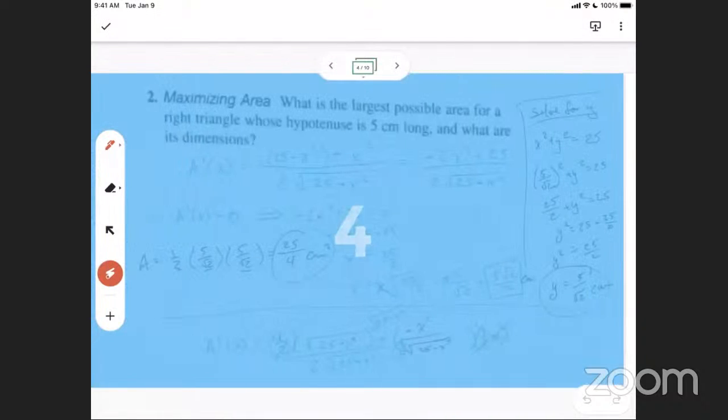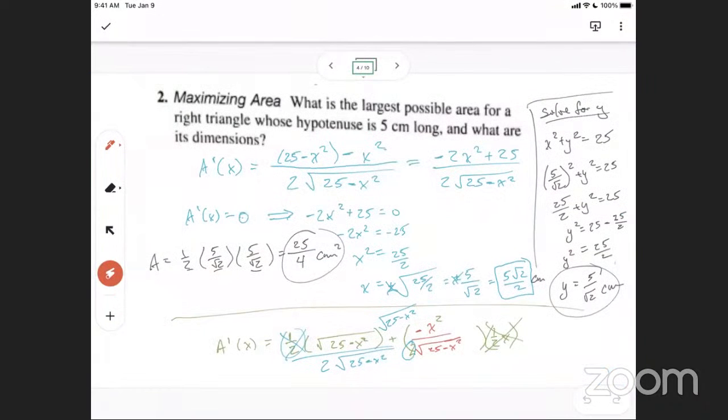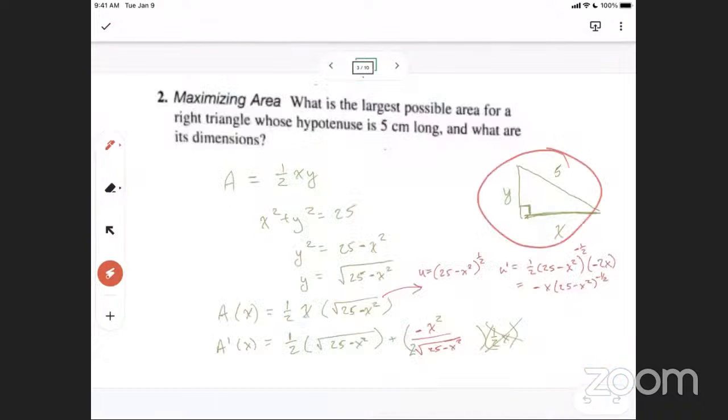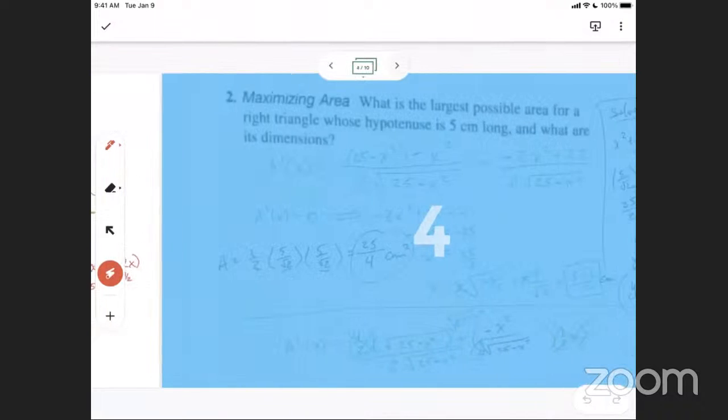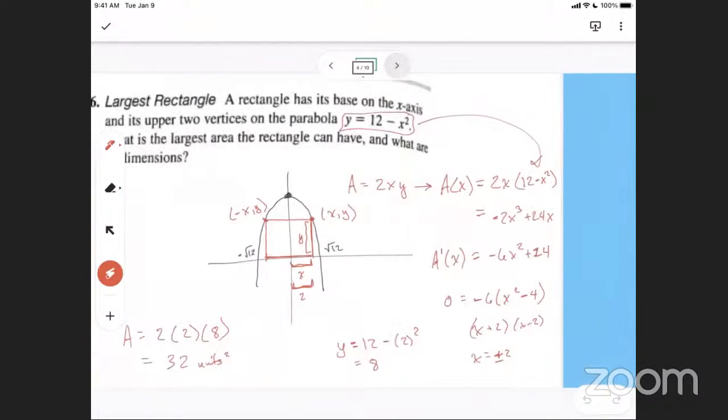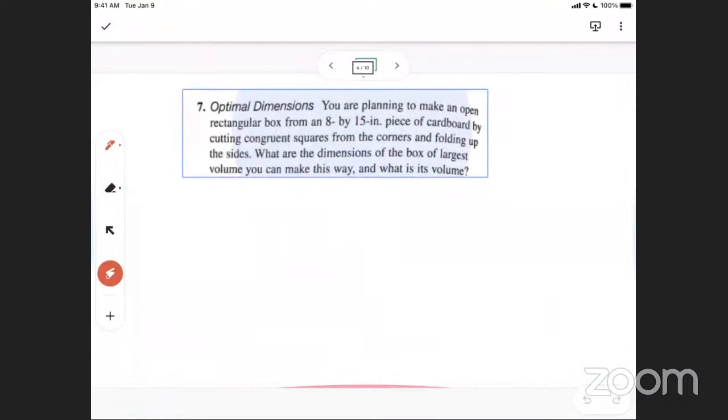For this one, the equation that related the x and the y, we had to come up with. We had to realize, oh, it's a right triangle, so the Pythagorean theorem relates them. So you have to kind of know that kind of stuff.